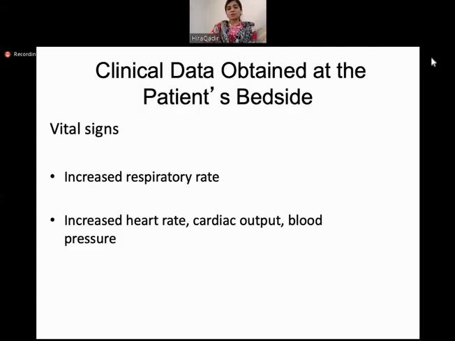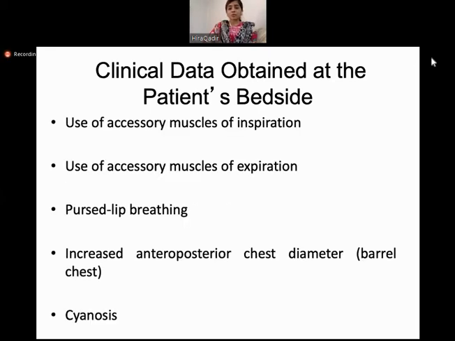Obviously, the patient presents with shortness of breath, hypoxia, tachypnea, and tachycardia, and also in emphysematous patients there is pursed lip breathing. What is pursed lip breathing? Pursed lip breathing is when the patient tries to exhale through the mouth, like when you whistle, like this. So why are they trying to exhale from the mouth?